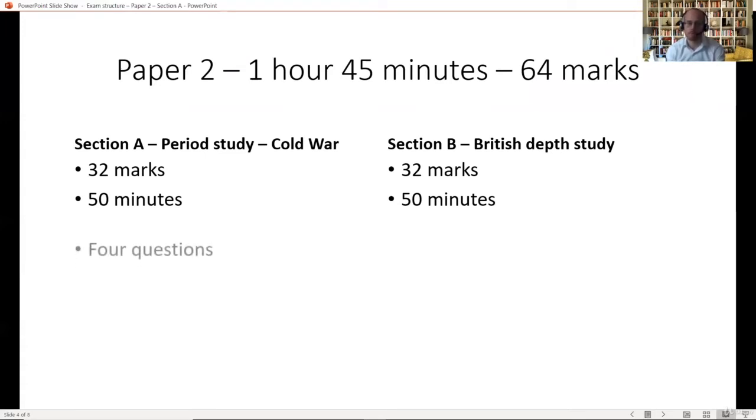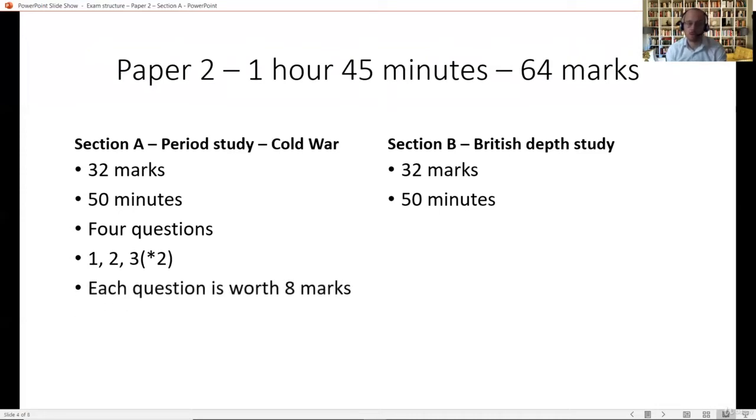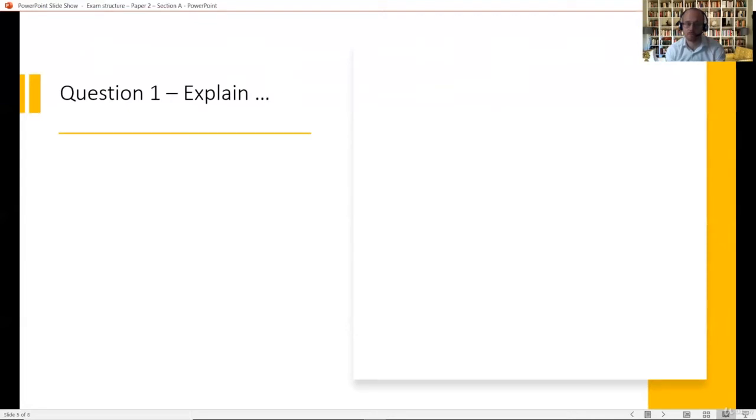run out of time. Section A has 4 questions, question 1, question 2, and question 3, but question 3 has to be answered twice. So there are 2 parts to question 3. Each question is worth 8 marks. So that's question 1, 8, question 2, 8, question 3.1, 8, and 3.2 is worth 8 marks. Whereas Section B has 3 questions, 1A, 1B, 1C, and they're worth 4, 12, and 16 marks respectively. Okay, so we're just going to concentrate on Section A for this part of the course.